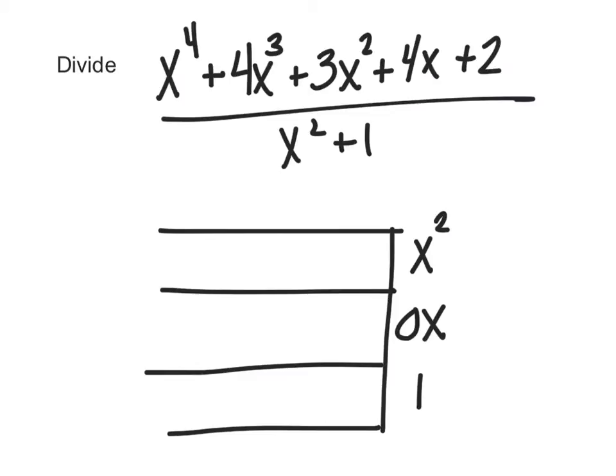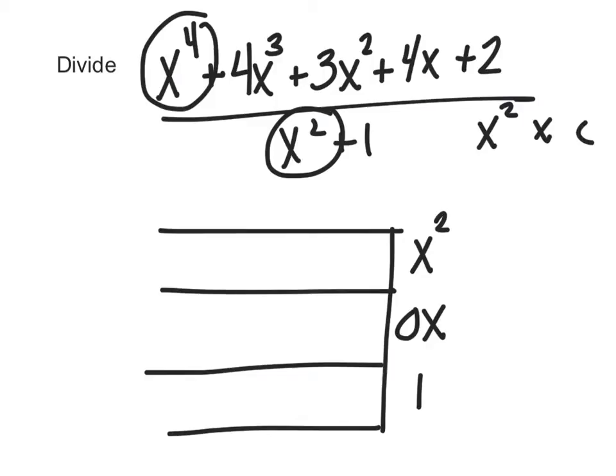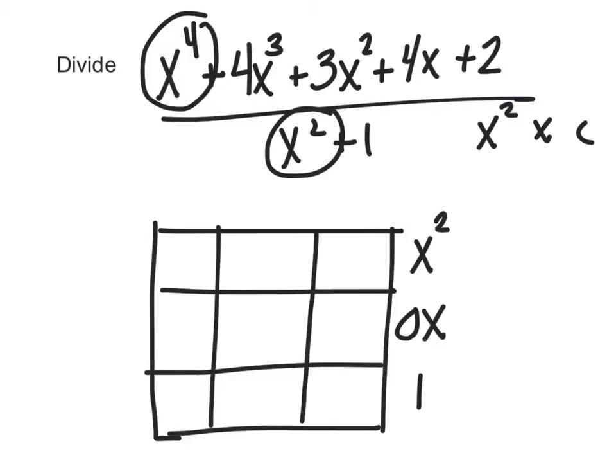Now remember, to figure out how many columns you need, you're just saying x squared times what will get you x to the 4th. Well, you know that's an x squared, so you're going to need an x squared, an x, and a constant. So I'm going to need 3 going this way. All right, so we're just going to put the solutions in those corners.